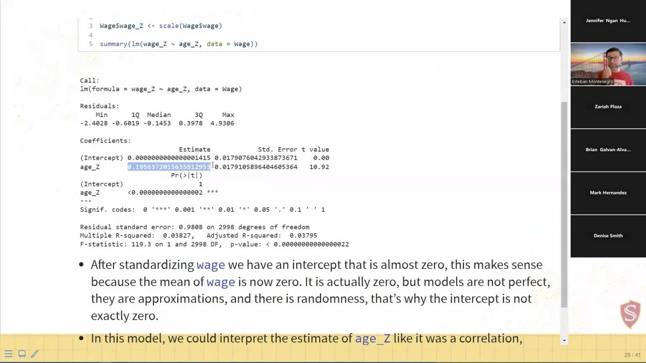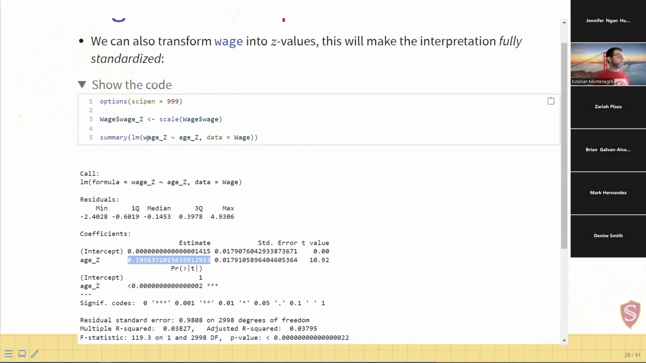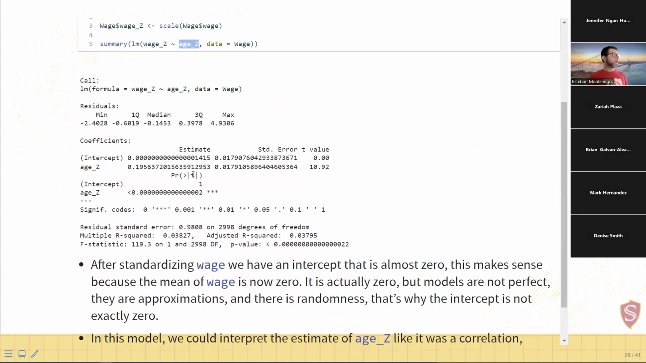Well, it's because it is now a correlation. It's not anymore a raw, how can I say, a raw covariance between two variables. It's now a correlation. Why? Because both variables, the outcome and the predictor, are standardized in the shape of a Z score. So now what they represent is a correlation. So it's telling us that the correlation between age and wage is 0.19, right?